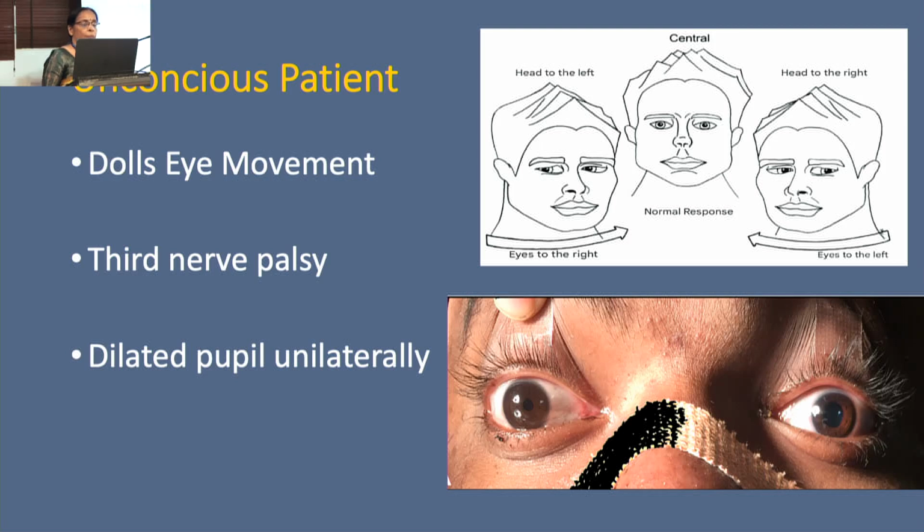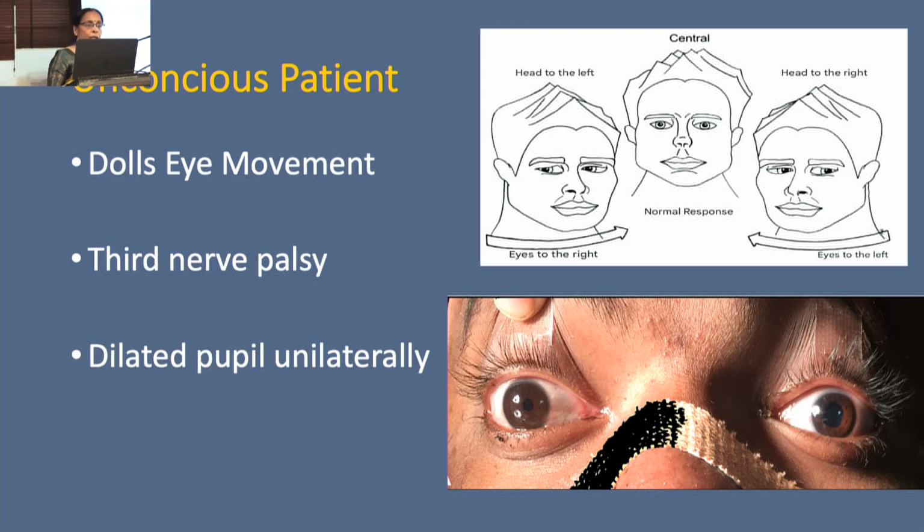Now some special conditions. Suppose the patient is unconscious, how to do a doll's eye movement, all of you should know this. All of those who have done post-graduation in casualty will know how to do it. The patient will obviously not listen to your commands. You have to move the head in all directions, and the eye should move to the opposite side.